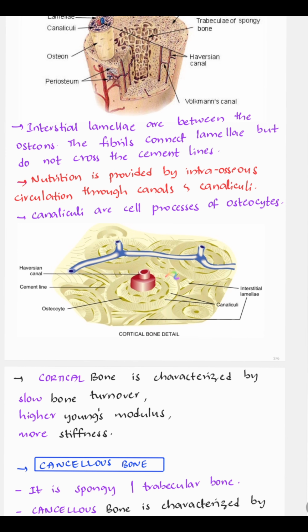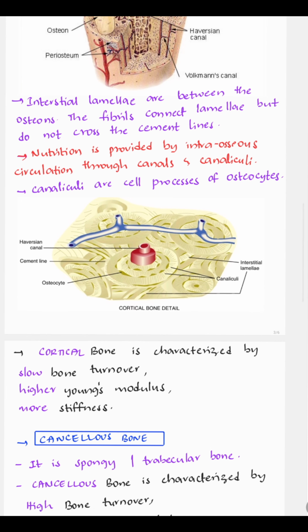And now we shall see this cortical bone in detail. This is the osteon. It is the functional unit of a bone. And this is the Haversian canal with its central vasculature. These are the osteocytes, and these are the canaliculi projecting from the osteocytes, but these do not cross the cement line. What is the cement line? Cement line is the outer lining of the osteon.